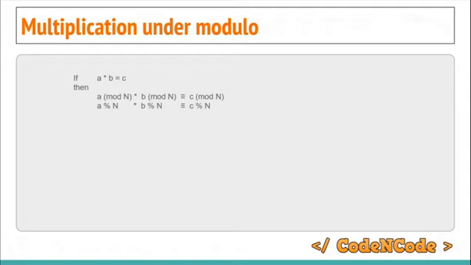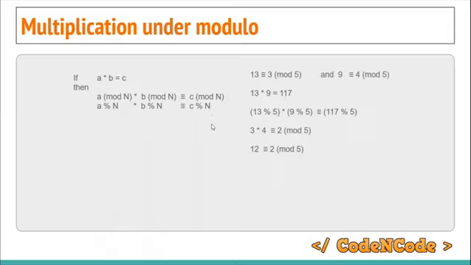Now let's continue. This is very important because in competitive programming there are many situations when you have to calculate a result, suppose c as a into b, modulo some integer n. This states multiplication under modulo: if you have three integers such that a into b is equal to c, then a mod n into b mod n is congruent to c mod n. Basically, a modulo n into b modulo n is congruent to c modulo n.